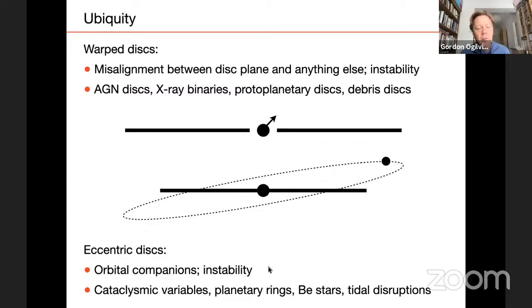And from the observational point of view, there's good evidence for eccentric disks in interacting binary stars, such as the cataclysmic variables. Certain planetary rings, the narrow rings around Saturn and Uranus, are eccentric. And then Be stars, which are very massive, rapidly rotating stars, often have precessing eccentric disks around them. And then there are the tidal disruption events where stars are torn apart around black holes in galactic nuclei, producing highly elliptical accretion disks.